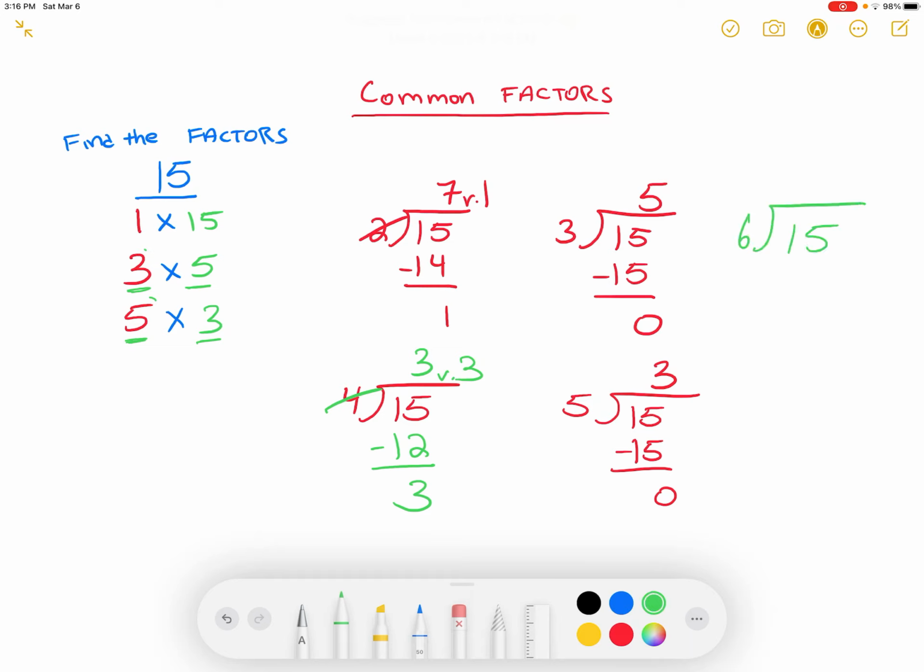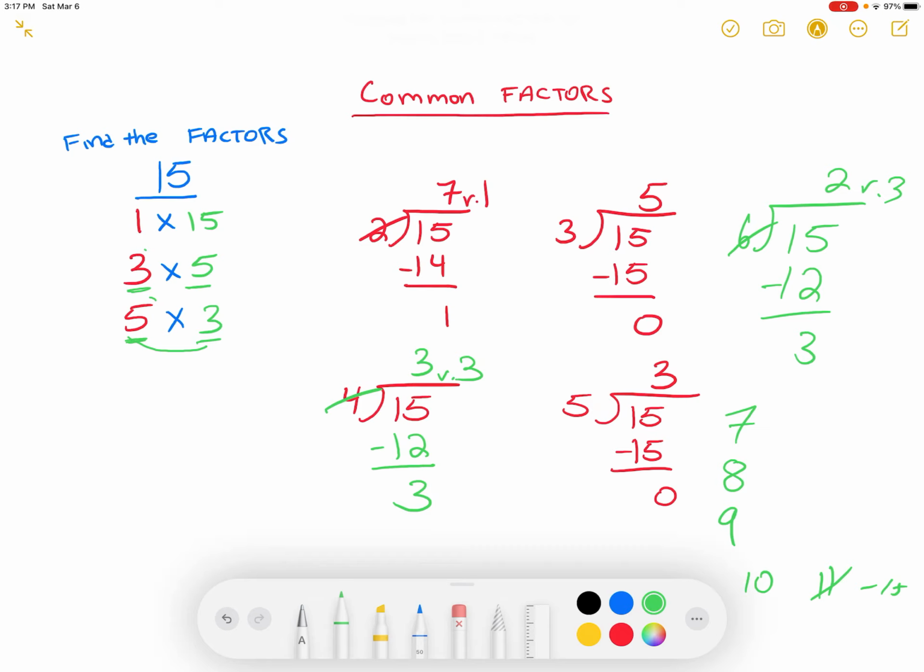6 into 15. 6 only fits twice. 2 times 6 is 12. 15 minus 12 is 3. Remainder 3. 6 is not going to make it in. It's not a factor. 7 times nothing is 15. 8 times nothing is 15. 9 times nothing is 15. 10 times nothing is 15. 11 times nothing, all the way up to 15. So do you see this? That once it starts to go back down, it switches over. 5 times 3, 3 times 5. And that's how you know you're finished.